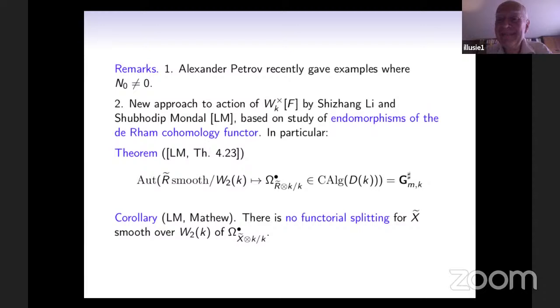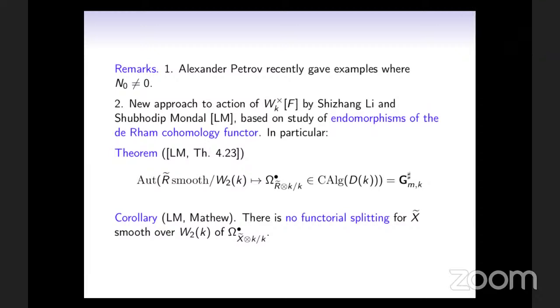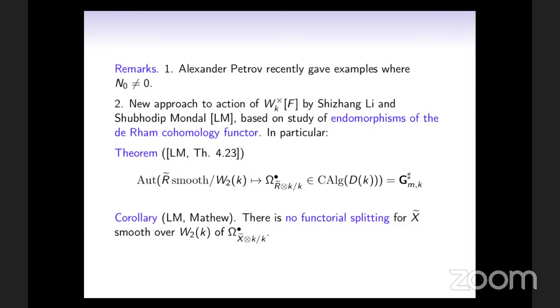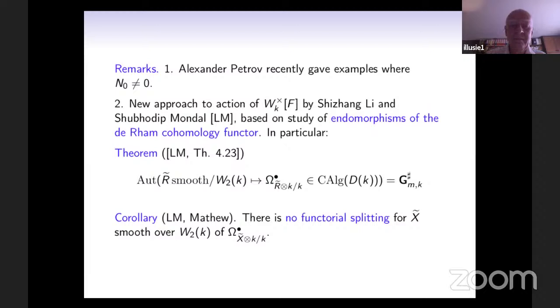Yes, I have a problem in the theorem of Li–Mondal: you take the automorphism in which sense? You have a functor from smooth algebras in the usual sense, smooth of finite type, I suppose. And then you take the de Rham complex, but is it in some derived category, or in which category? What they say is that they take the commutative algebra object in the infinity derived category of K-vector spaces. Okay. And you cannot replace it by something more naive? I don't think so.